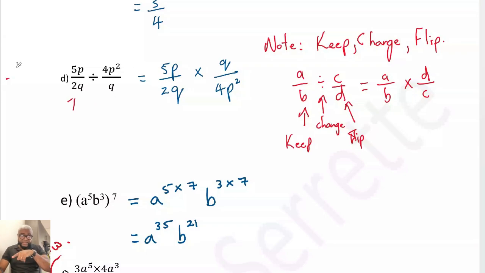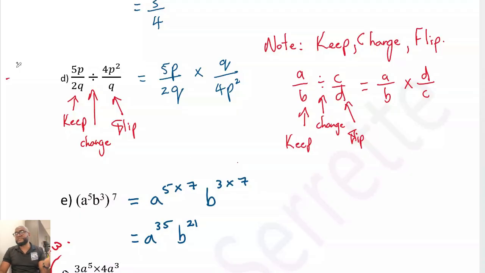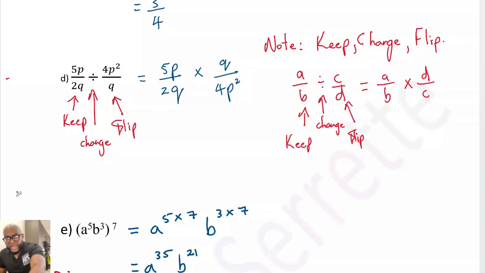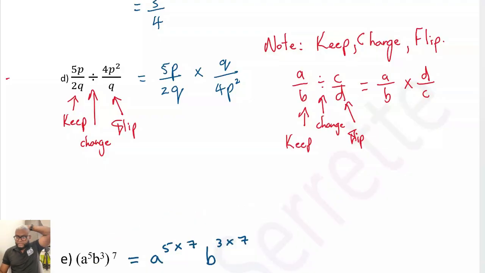So same thing here. Keep, change, and flip. Keep, change, flip. And then you can proceed to multiply like normal. Write down the note fast, quick. Of course, you have to write a note. I didn't unpause it, but let me just redo that for the recording.